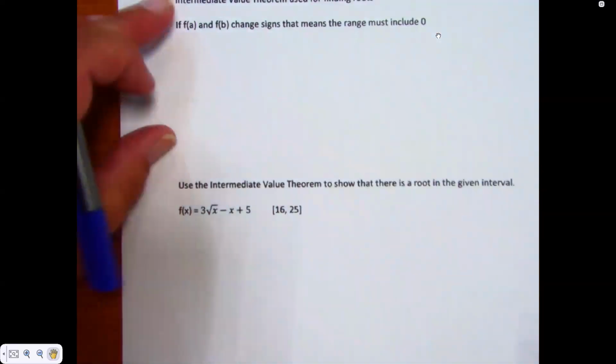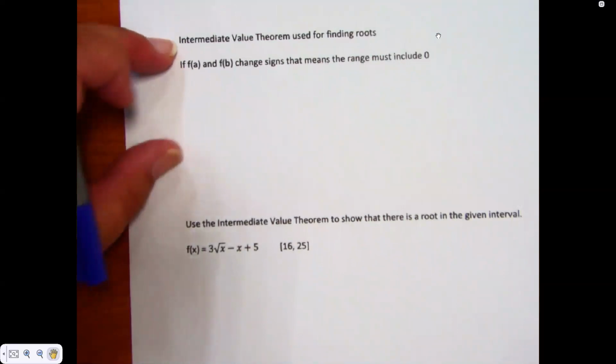All right, this is where we care about. There's a couple places where we really like the intermediate value theorem.